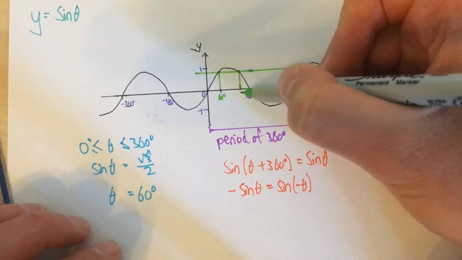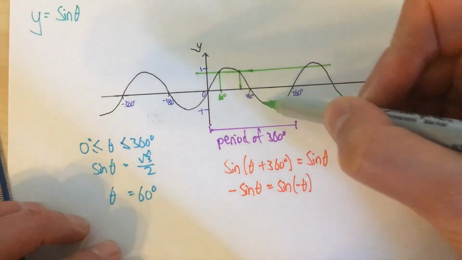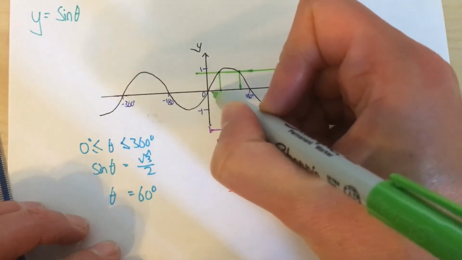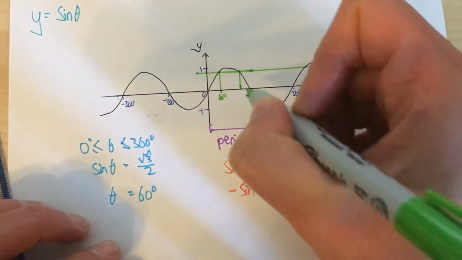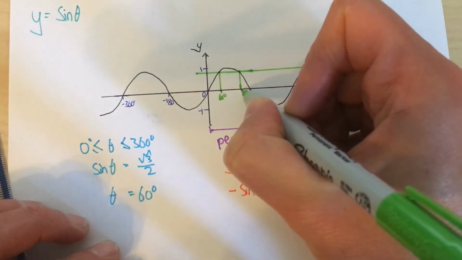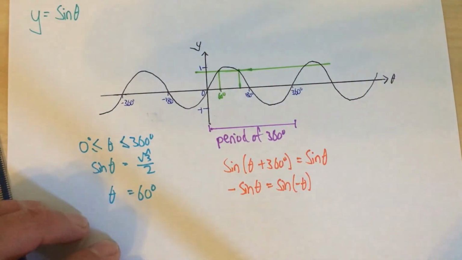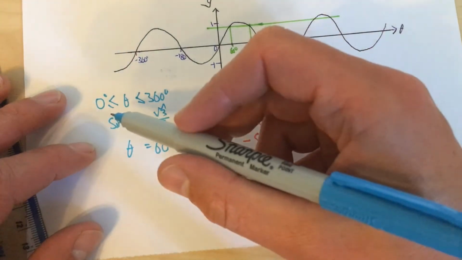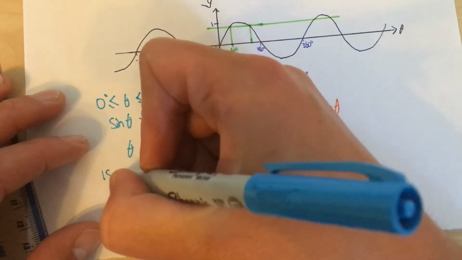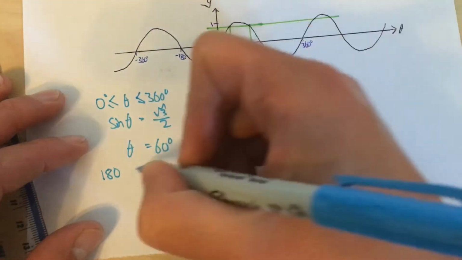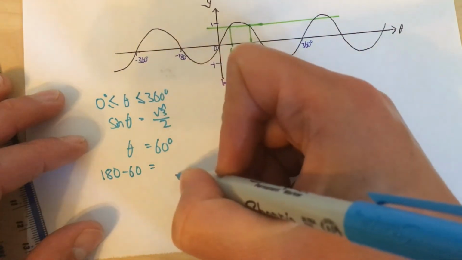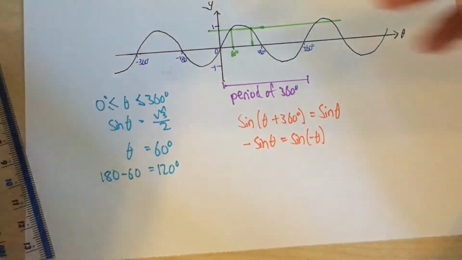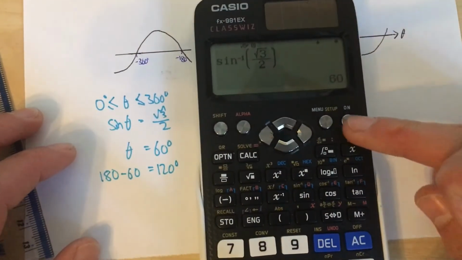Now we can find this value from the symmetry of the graph. Notice here, 0 to 60 is 60 degrees, and because of the symmetry of the graph, from 180 to the value that we want is also 60 degrees. So to find a second solution within the range 0 to 360, I can do 180 minus my first solution. So this is 120 degrees. Let's check this on a calculator.